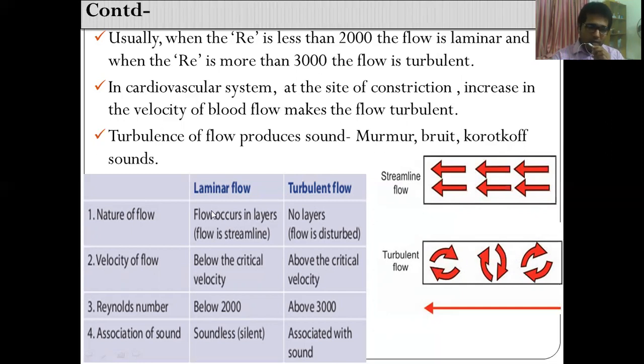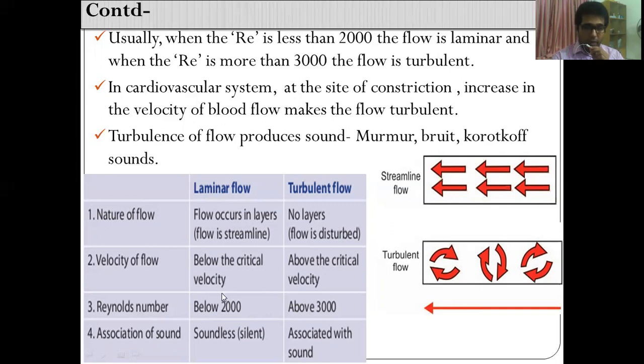So what are the basic differences between laminar and turbulent flow? First, the nature of the flow. In case of laminar flow, it occurs in layers, or streamline flow, but in turbulent flow, there are no layers. The flow is disturbed. Second point, the velocity of flow: in case of laminar flow, it is below the critical velocity, but in case of turbulent flow, it is above the critical velocity.